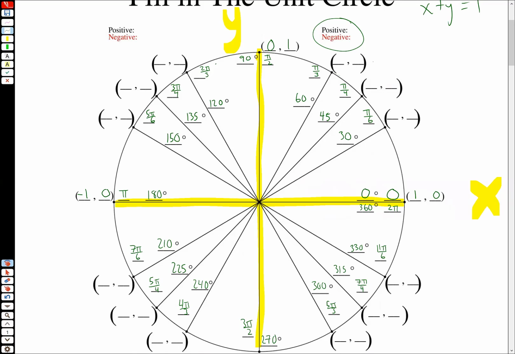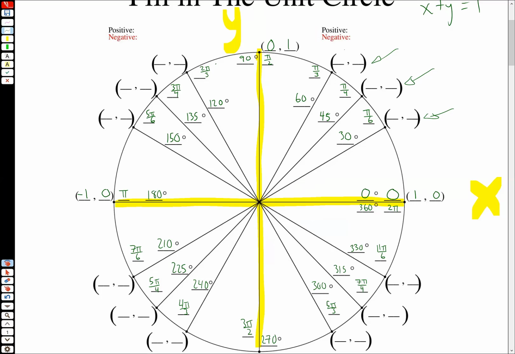Before we figure out these other coordinates, I want to comment on what we mean by positive and negative. Once we define our trig functions, positive and negative is going to mean which trig functions are positive and which trig functions are negative.